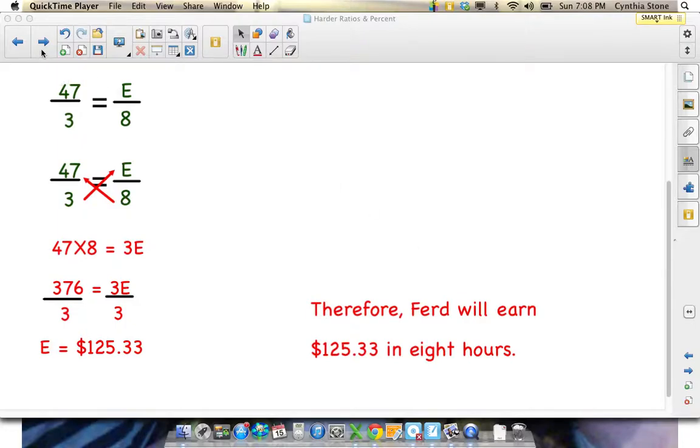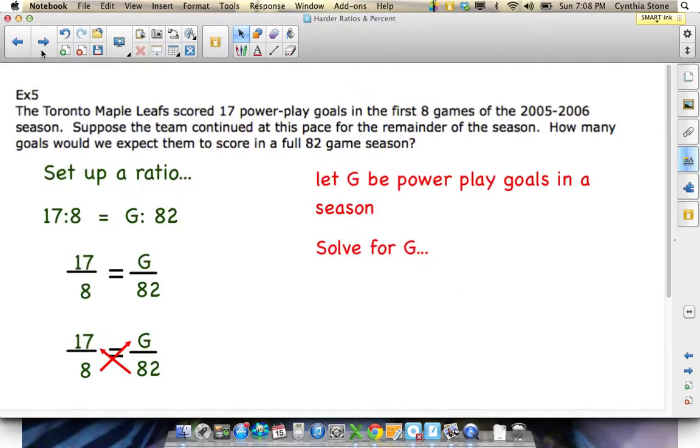One more example, exact same. Remember, the important thing is setting up the ratio. So here we have the Leafs, and this is a long time ago. 2005, 2006. In the first 8 games, they scored 17 power play goals. So my 2 things I'm looking at are goals and games. Suppose the team continued at this pace for the remainder of the season. How many goals would we expect them to score in a full 82-game season? And I should have said power play goals.